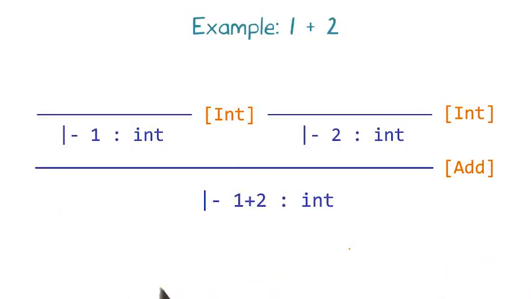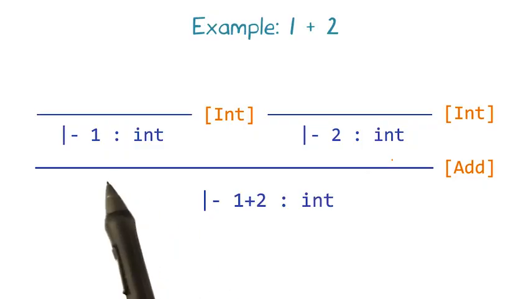Here is an example of a type derivation for typing the expression 1 plus 2. We first instantiate the axiom schema int, filling in the number 1 for I. To produce the axiom, it is provable that 1 has type int. Similarly, we instantiate the int axiom schema again. To produce the axiom, it is provable that 2 has type int.